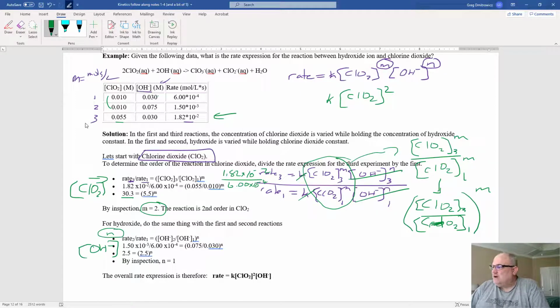So I'm not going to repeat all of what I just did there, but essentially what they did is they took rate 2, which had a higher value for the rate than rate 1. You could have done it the opposite way, and they put them on top of each other. And when they did that, they ended up with 2.5 equaling 2.5 raised to the n.